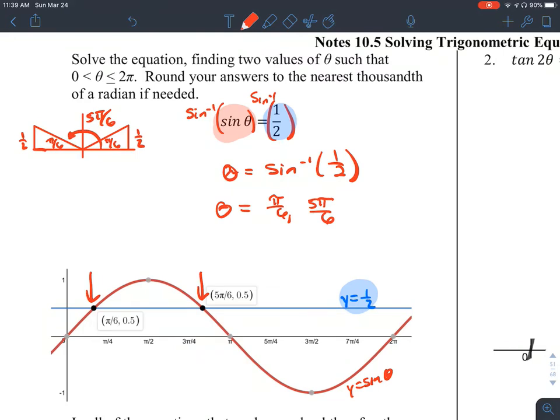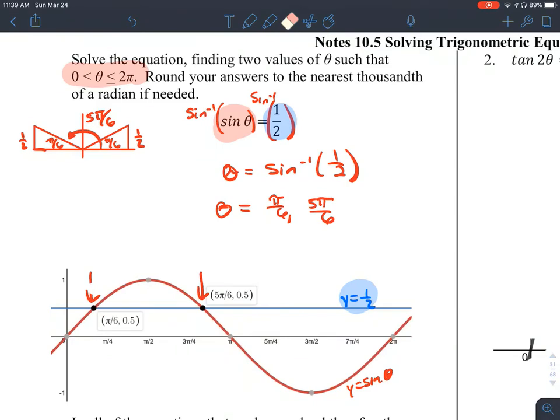So that's why there are two answers, because as we see, the curve comes up and hits 1/2 and then comes back down and hits 1/2 again. And it won't hit it again until it gets to the next period. Since we're supposed to find theta between 0 and 2 pi, that only happens twice in this period. It could happen as few as once, or as many as two times between 0 and 2 pi.